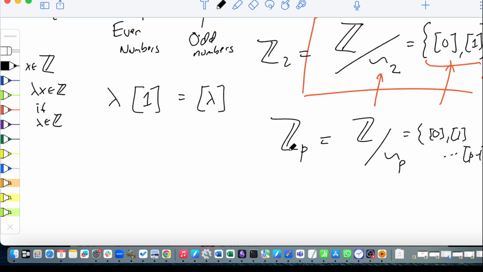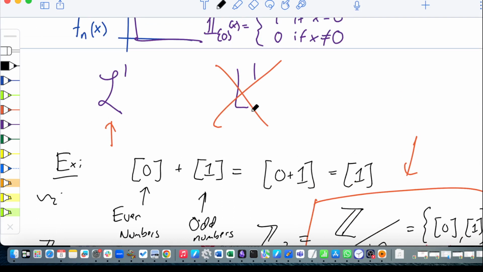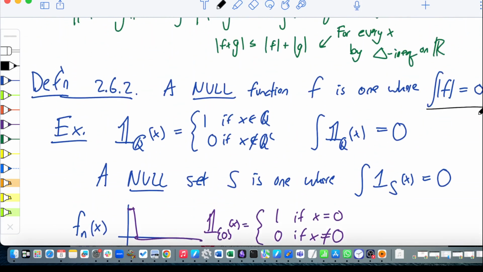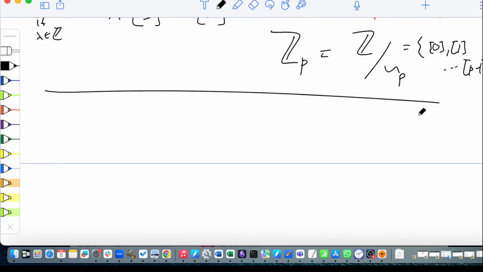Well, anyway, what do you need to know for this course? You need to have heard of this modulo p thing, because this is how we are going to rescue L1. L1 has this problem that two functions might not be the same function, but the integral of something is 0 even though it's not 0. So how do we rescue it? Here's our attempt: we're going to define equivalent up to Lebesgue integral.